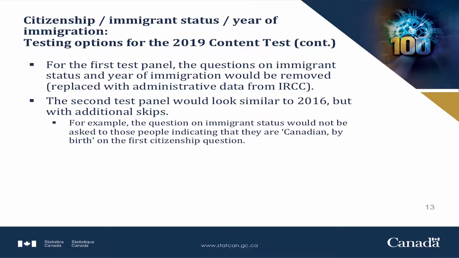The second test panel, in case the first panel doesn't work very well, would look similar to 2016, but it would have additional skips. So we would start off with a Canadian citizenship question, and those people who indicated that they were Canadian by birth would skip the questions on immigrant status and obviously year of immigration as well.